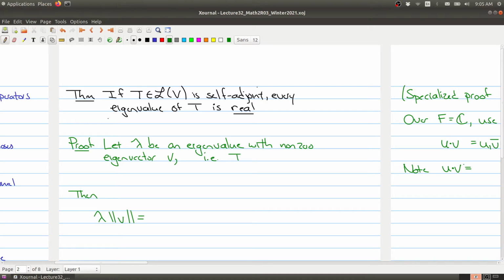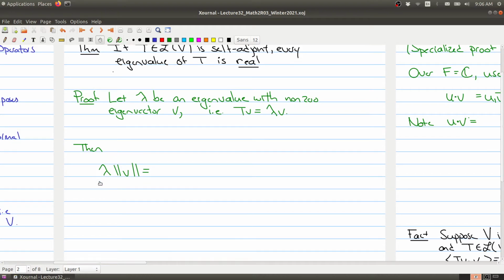Okay, so just remember what this means is that when we take T and evaluate it at v, it's the same thing as scaling our vector by lambda. So we have that information. But now let's look at the norm of the vector multiplied by lambda. We want to say something about lambda. So lambda times the norm of v. By definition, this is lambda times the inner product of v with itself.